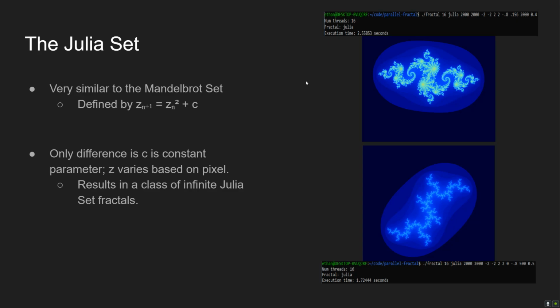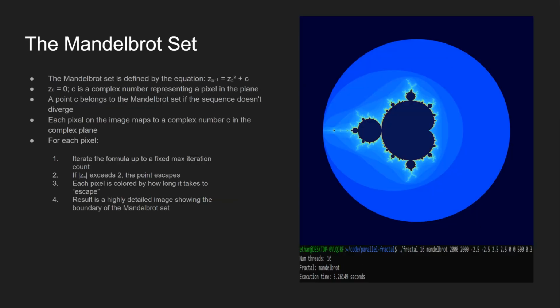Next I'm going to show you the Julia set. The Julia set is very similar to the Mandelbrot set. It uses the exact same formula. With the Mandelbrot set, C varies for each pixel. Whenever I say the pixel is mapped to a certain complex number, that complex number is C. And we start with Z naught equals 0. So we do 0 squared plus C, feed that back into the function, and do squared plus C again, where C is the coordinate of each pixel.